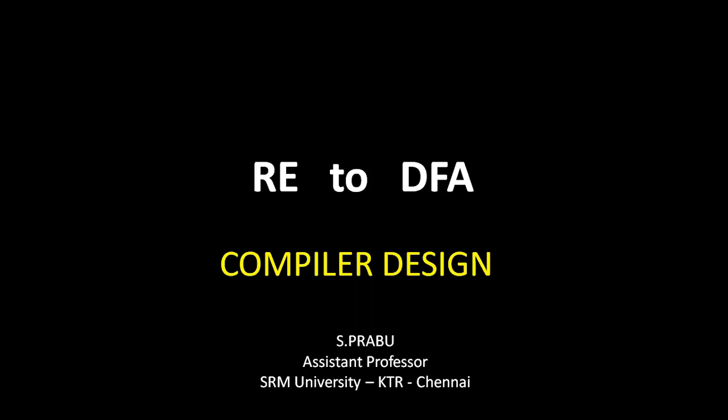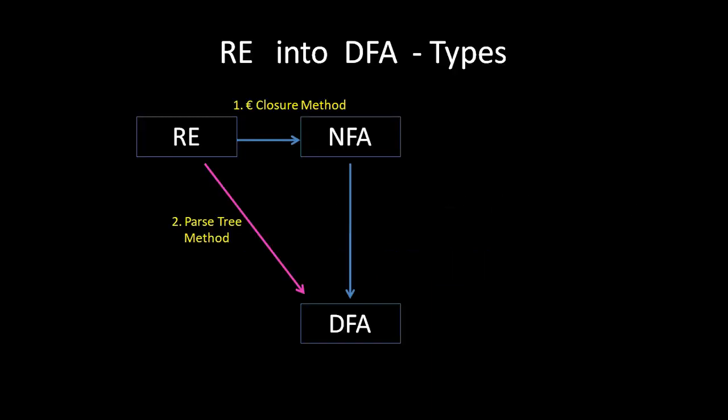Hello students, in this video I am going to teach how a regular expression can be converted into a DFA. There are two methods of converting a regular expression into a DFA. One is the epsilon closure method, or indirect method, in which the regular expression is converted into an NFA first, and then the NFA is converted into a DFA. In the second method, the regular expression is directly converted into a DFA by means of a parse tree. This is otherwise called the direct method.